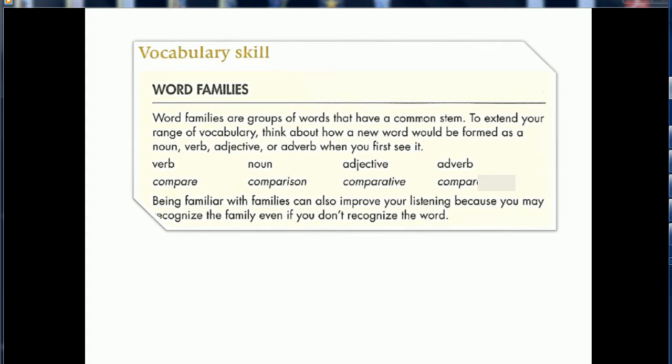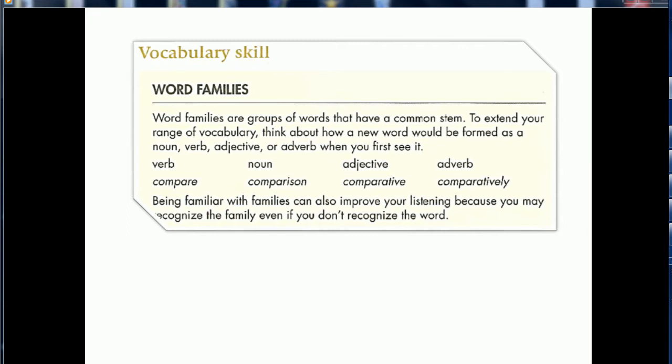Being familiar with families can also improve your listening because you might recognize the family even if you don't recognize the word. Additionally, guys, this is quite important to note about word families because when you face a test, probably a TOEIC test or a TOEFL test, we're going to face some tricky questions. But to recognize the correct answer in some tricky questions, you can use word families, right? So let's see some other examples, guys.